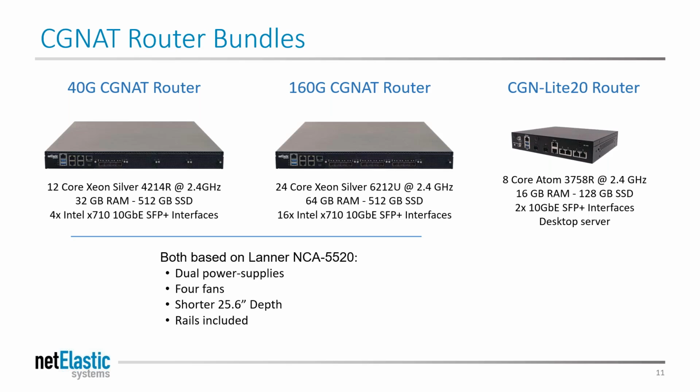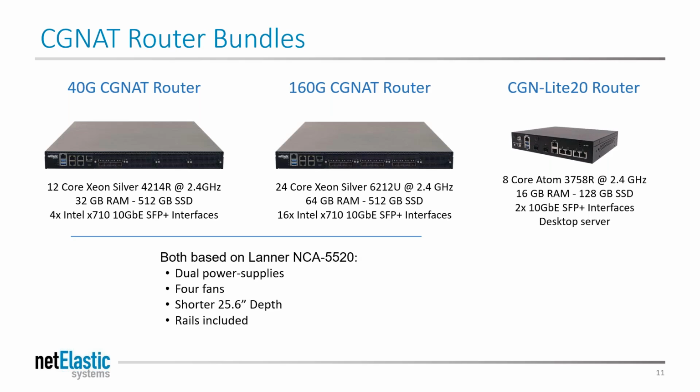So you can start off with a 12-core Xeon Silver CPU for a 40 gig CGNAT router, or you can go to a 160 gig CGNAT router with a 24-core Xeon Silver platform. And exclusively at Winncom, there's the CGNAT Lite 20 router, which is an 8-core Atom processor.